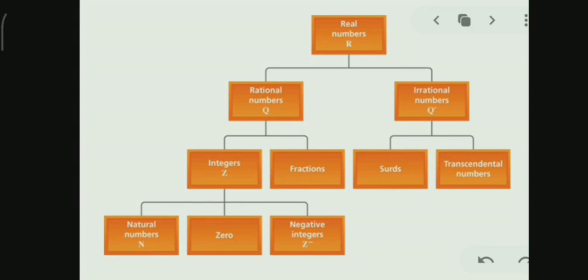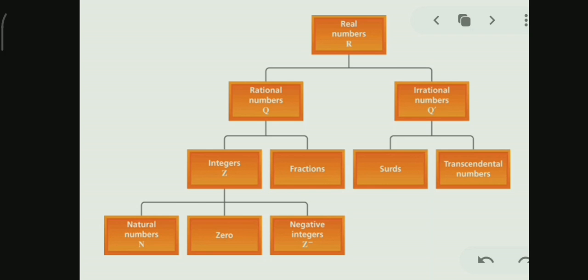As we know, the integers contain all the natural numbers, 0, and the negative integers, correct? And if we include all the integers as well as fractions, we will come up with a rational number. As we have discussed, rational numbers can be represented in the form of p by q, where p and q are integers and q is not equal to 0. So in simple language, you can say that a rational number includes all the integers as well as all the fractions, correct?